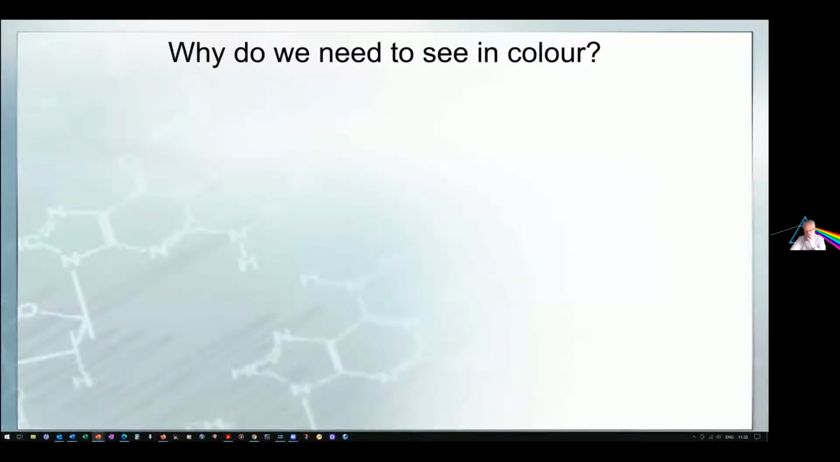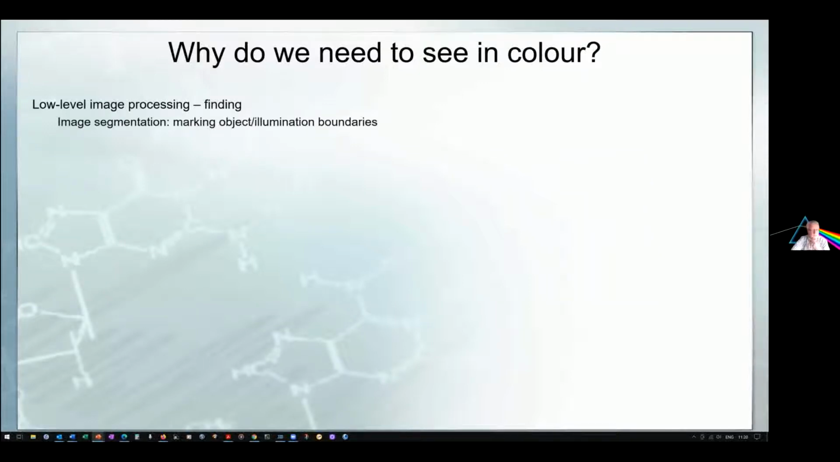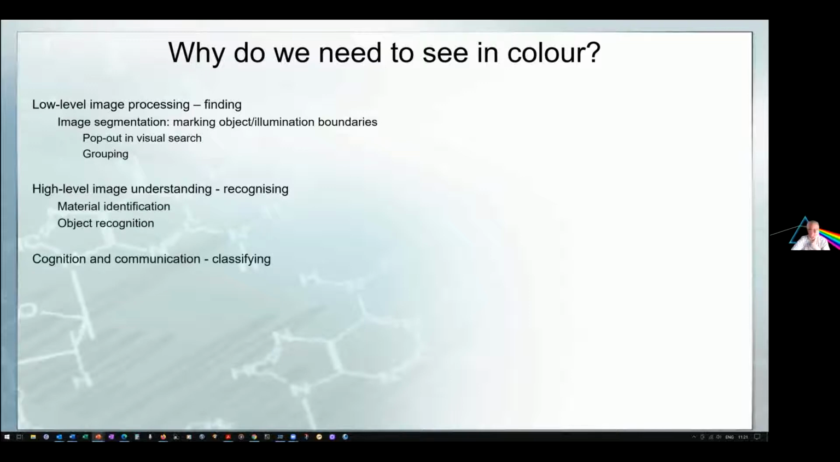Okay, so why do we need to see in color? Well, it gives us low level image processing for finding things. It allows us to segment images and find boundaries. So it makes things pop out in a visual search. It helps us group items together. It gives us the ability to recognize objects, identify materials, object recognition, classifying objects, categorization, memorization, and emotion, social, sexual signaling as well in animals particularly.